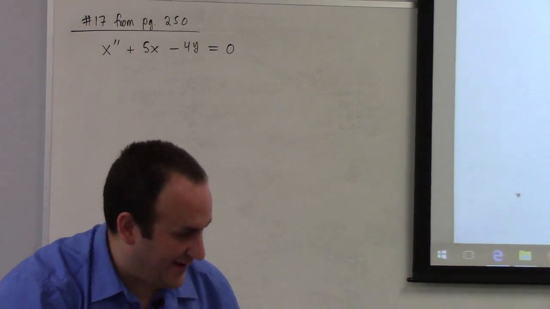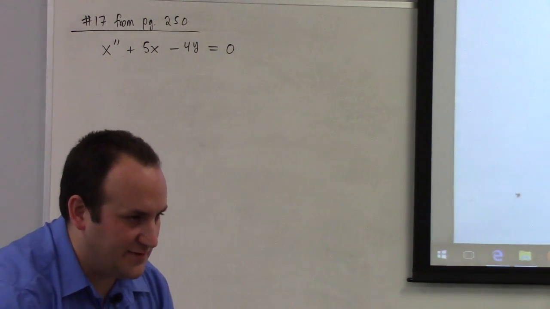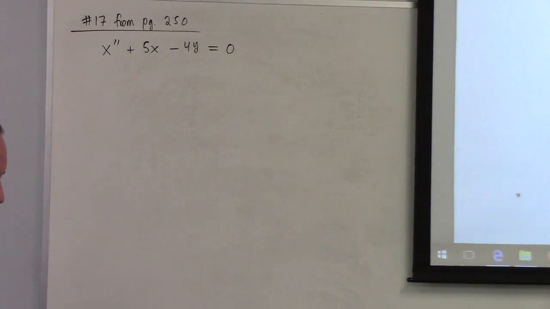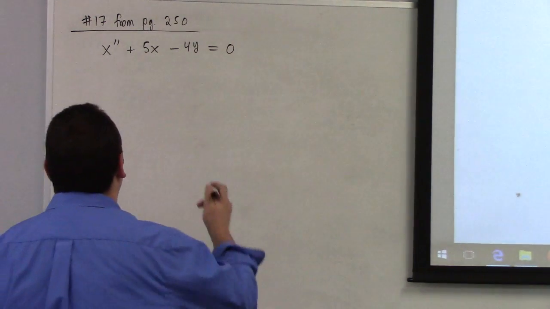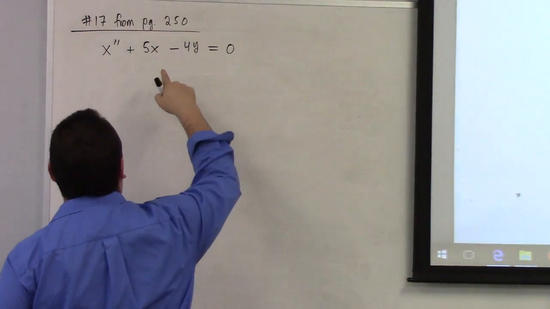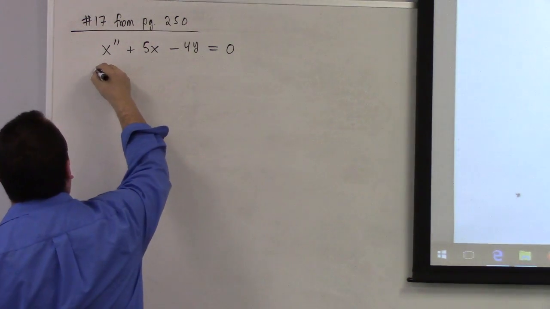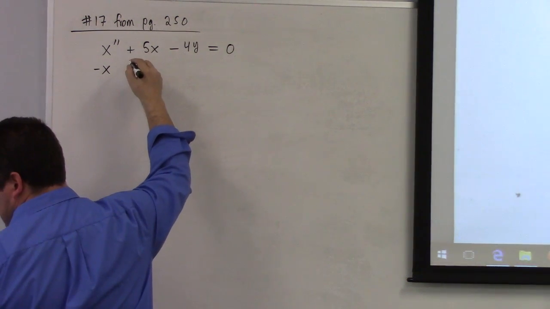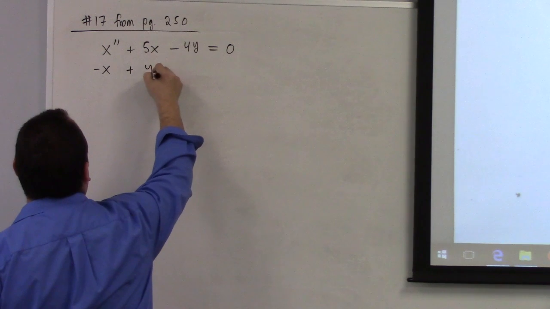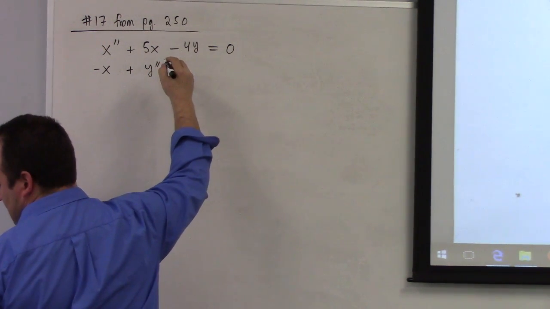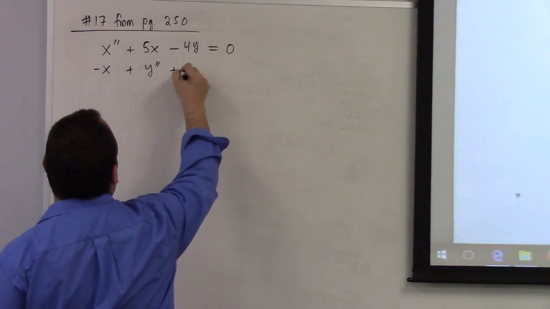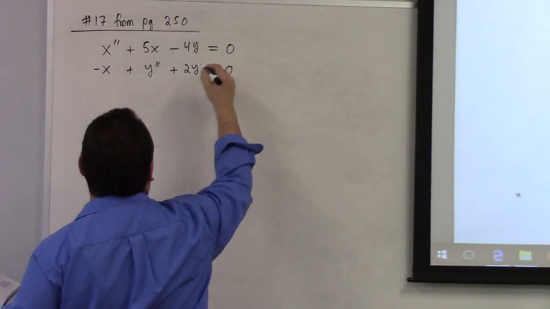Okay, it's not too bad. I think we'll be okay. It's got a square root of 6 in it, but the other one's integer, so I'm relatively happy. All right, so x'' + 5x - 4y = 0, and -x + y'' + 2y = 0.